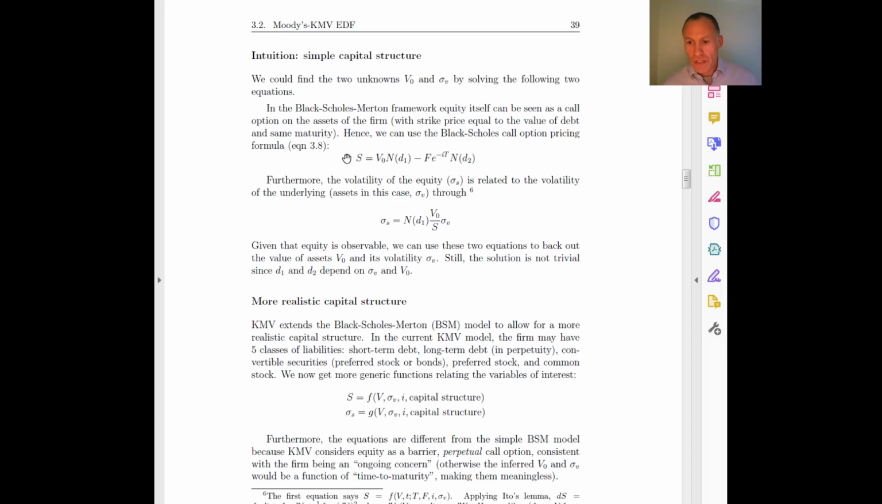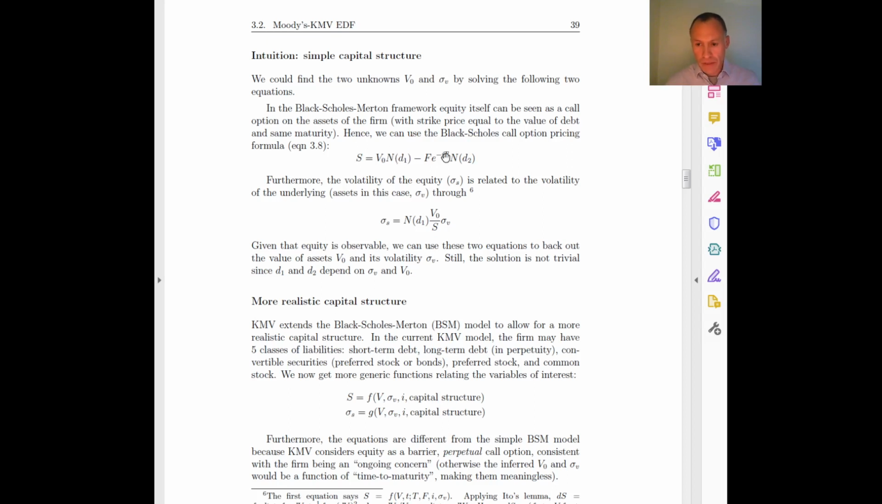The first equation comes directly from the Black-Scholes model. As we have seen before, in the Merton model we can think of equity as a call option on the value of the assets. The equation you have here is the one we derived before in Merton's model. The unknowns are the value of the assets here, and recall that D1 and D2 are themselves functions of V0 and sigma V.